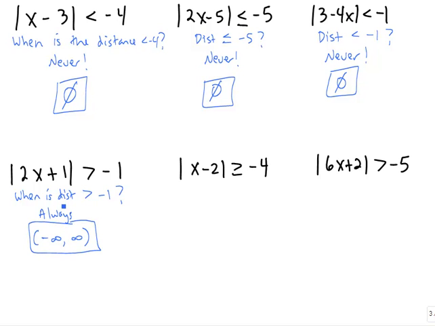So our distance is always going to be bigger than a negative number, so our solution is all real numbers. Okay, let's try another one.